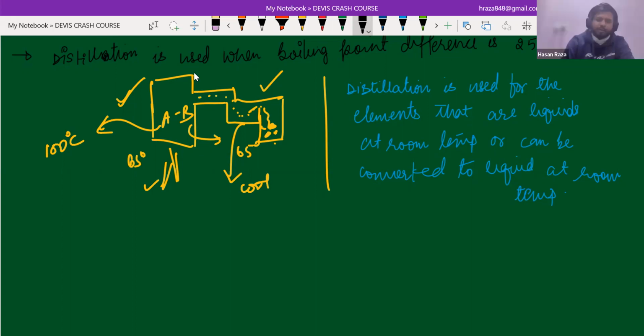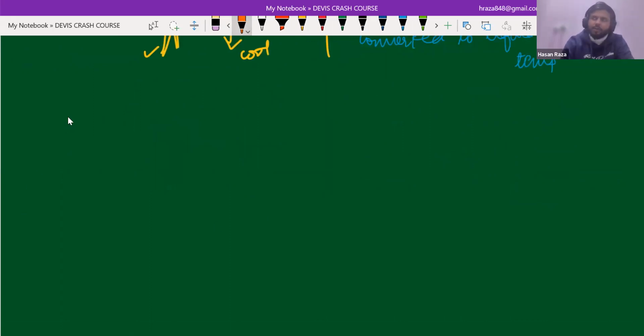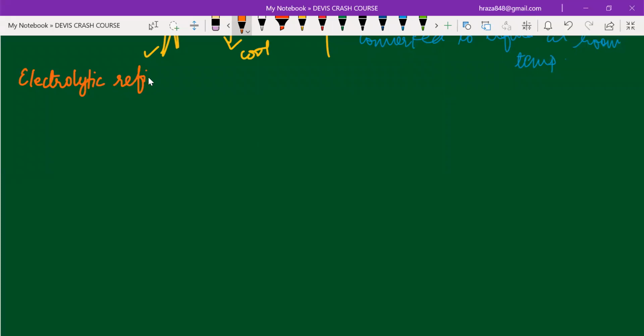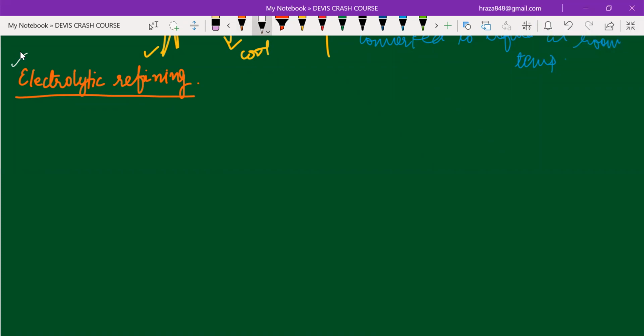Okay. Now see, the next refining is electrolytic refining. You see, this is your electrolytic refining. How we do electrolytic refining is very important. We have already read about this in electrochemistry, electrolysis, right?